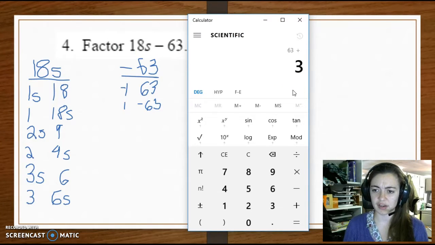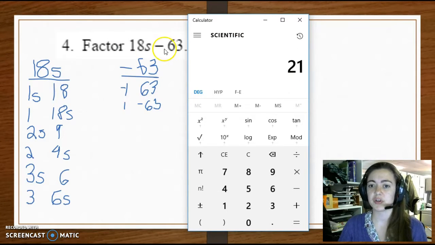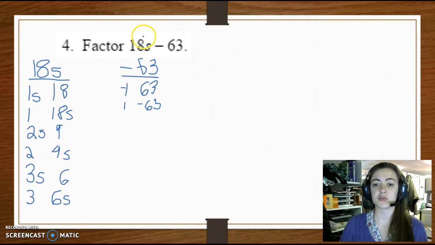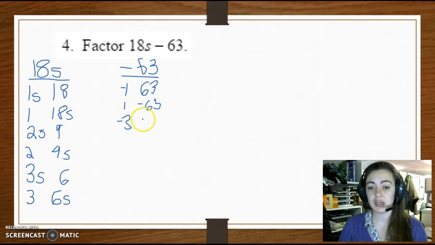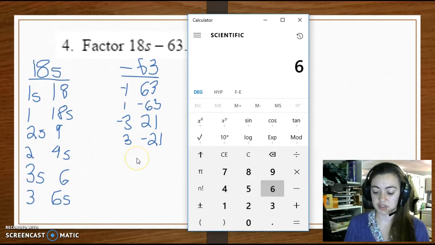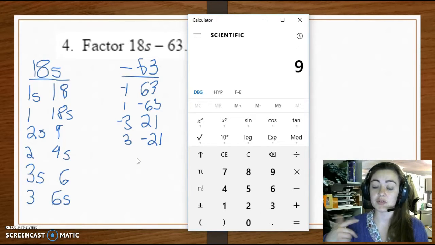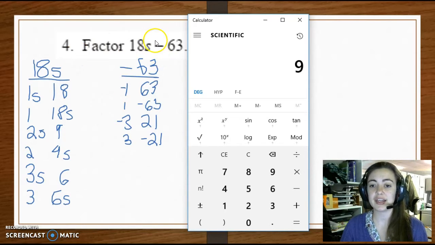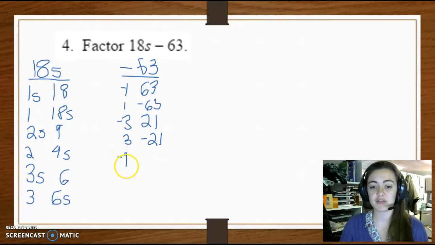So let's do 63 divided by 3. Oh, that's 21. So we know that's a factor pair: 3 and 21. So we could have negative 3 and positive 21, or positive 3 and negative 21. What are some others? 63 divided by 4, no. 63 divided by 5, no. 63 divided by 6, no. Sometimes you go through those until you get to a factor, if you can't recognize them off the top of your head. Here we got 7 and 9. So we could have negative 7 times positive 9, or positive 7 times negative 9.